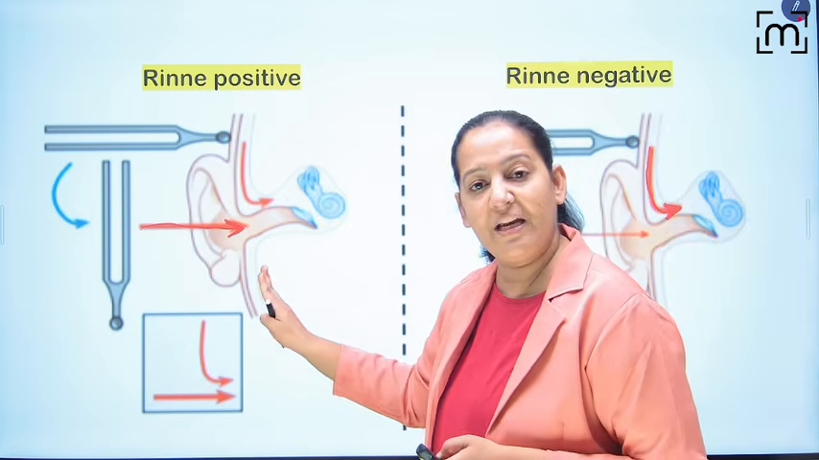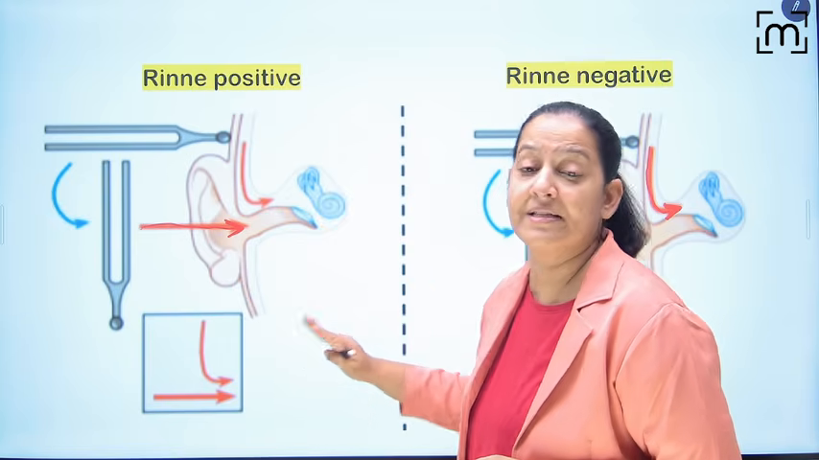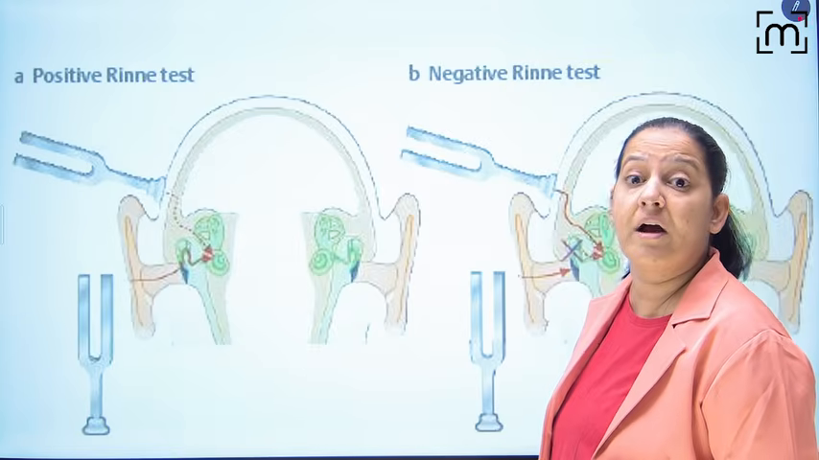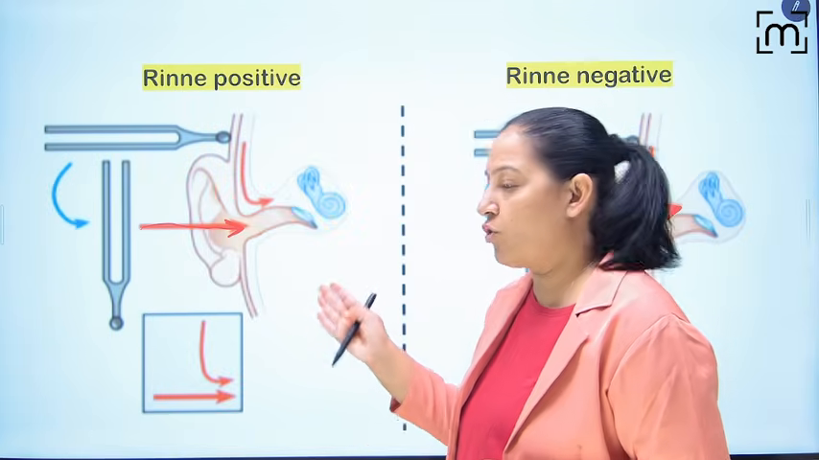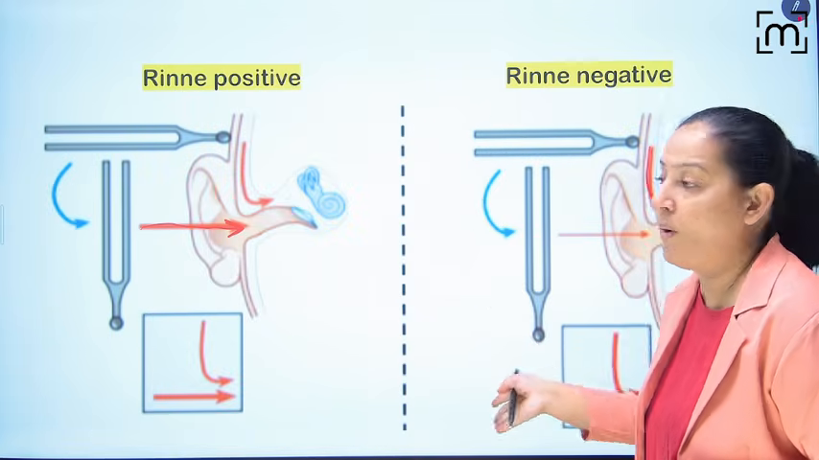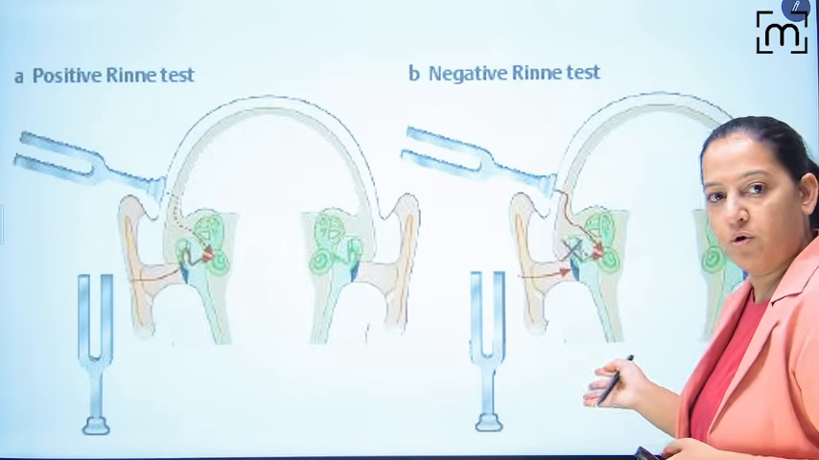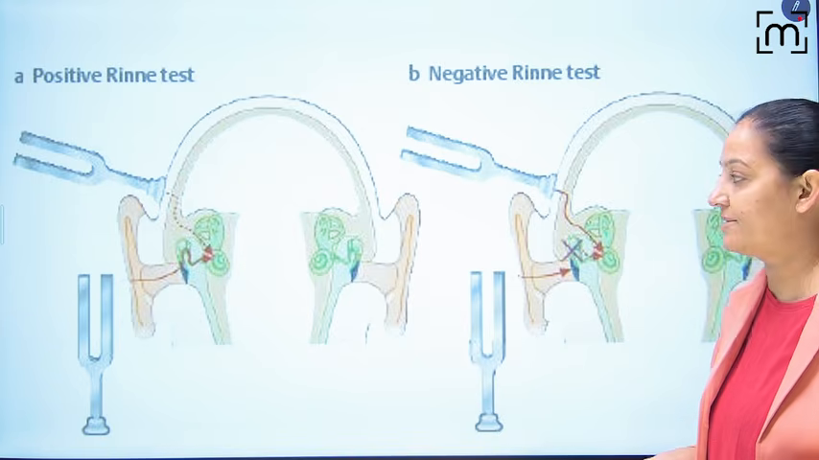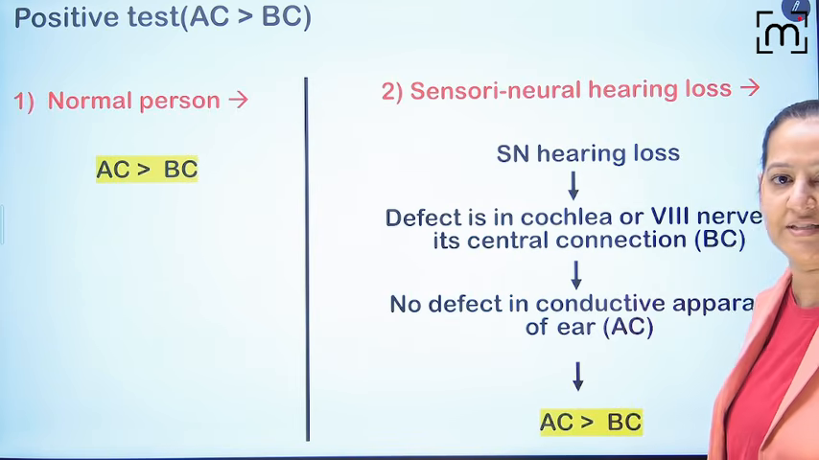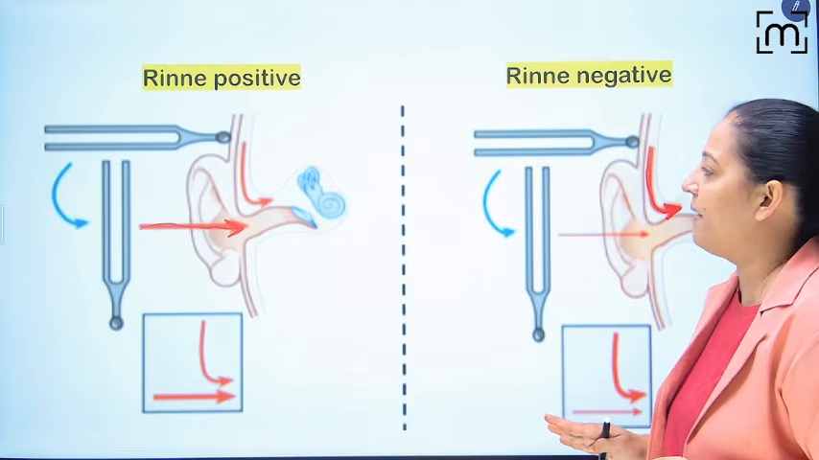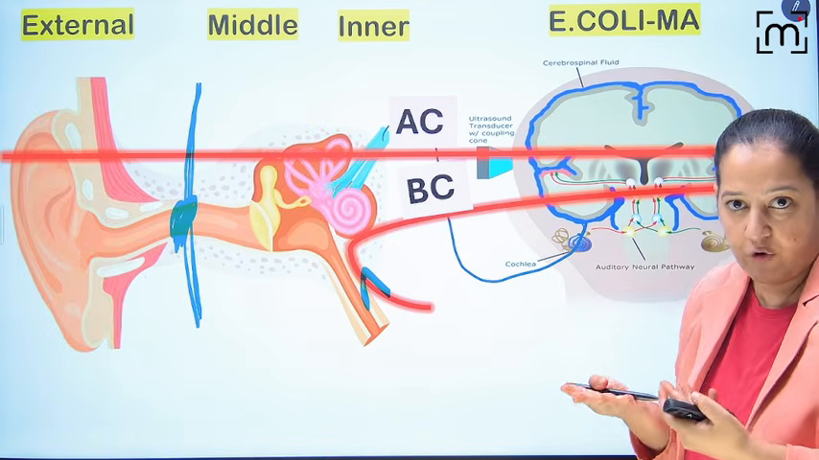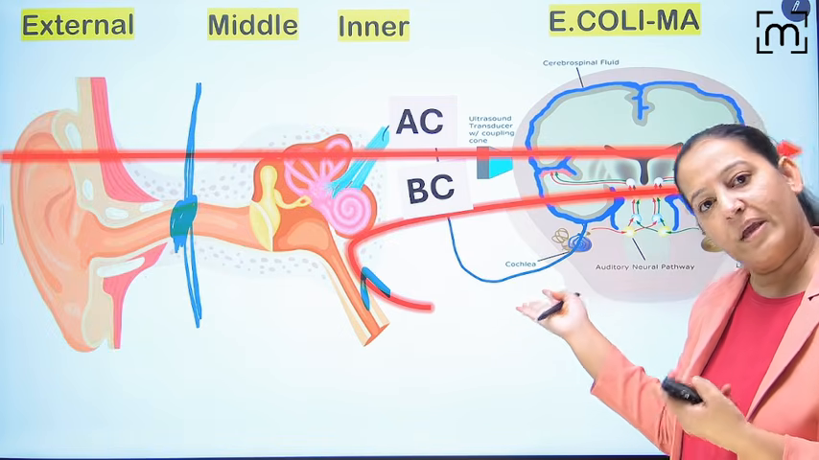AC greater than BC is seen normally and in sensory neural deafness. BC greater than AC is seen in conductive deafness. If you want to draw like this in your exam, you go ahead. One arrow dark, one arrow light. Or you can see the two waves, AC, BC. Whatever is the way. You like my way, this is the diagram I have drawn. It is nowhere given in the book. You can go with this.